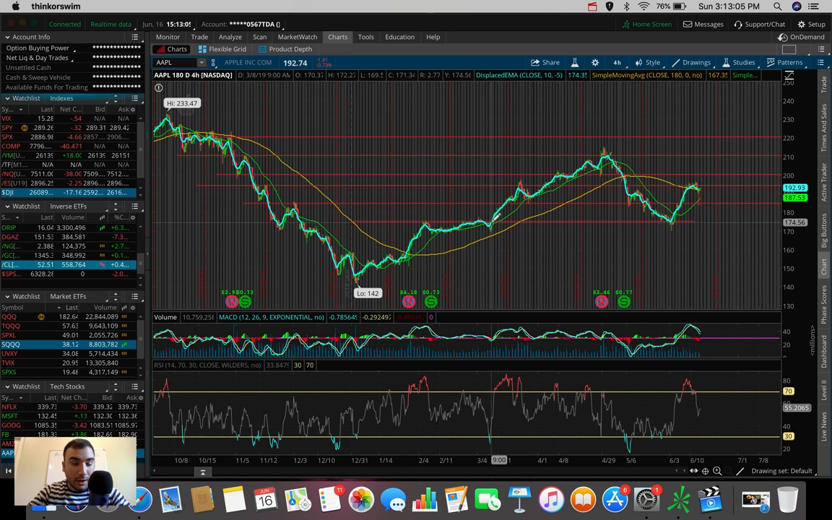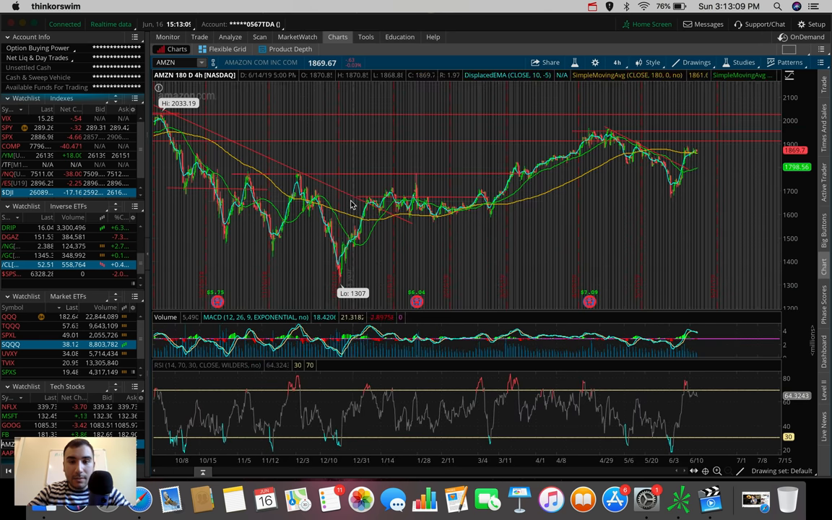These have been running. They are due for a pullback, in my opinion. Amazon really didn't do anything this past Friday. Pretty much just chilling right now on top of that 180 SMA. Same exact thing as Apple, right? This could be dumping anytime soon. If we break that 180 SMA support, we could be dumping.